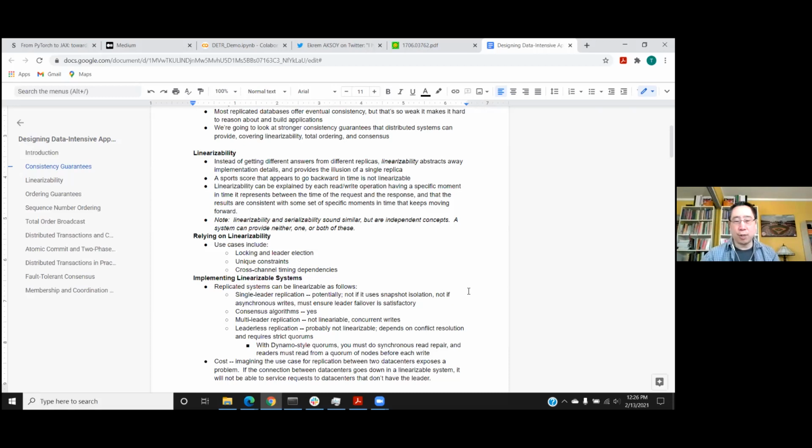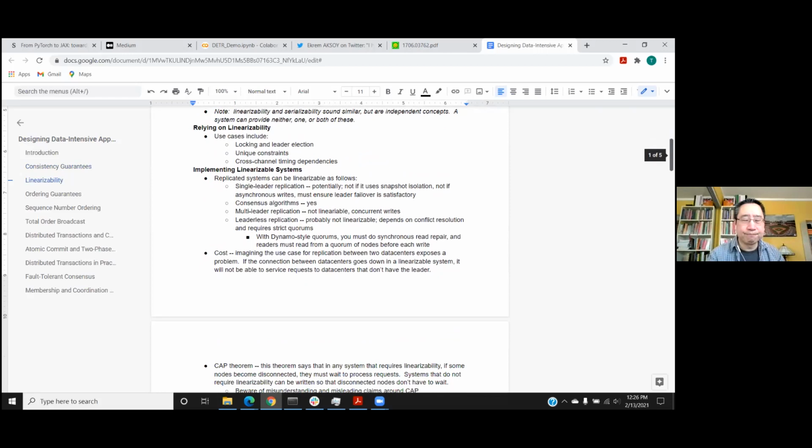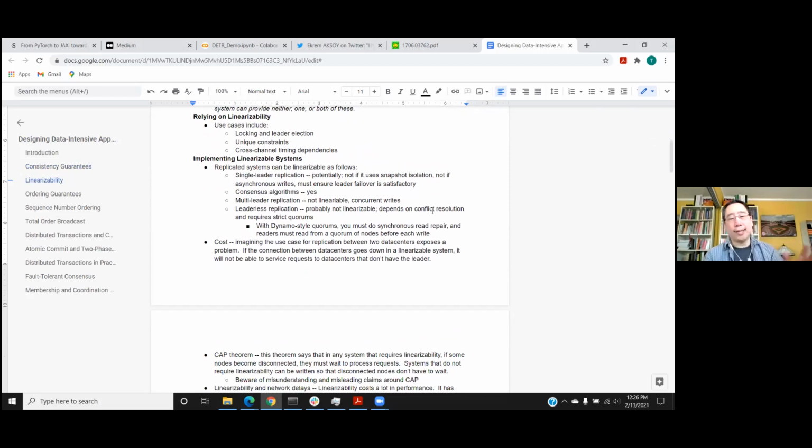And so then we get into, well, if this is a good thing, how are we actually going to implement this, right? What can't you do? If you have single leader replication, you can potentially do linearizability. He mentions that if you use snapshot isolation, then you're breaking things. If you do asynchronous writes, then you can have stale reads from replicas, so you can't do that. You have to have synchronous writes.